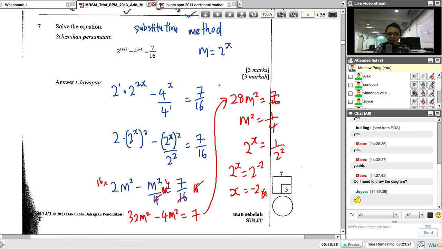Actually here, some students might ask me, can I substitute m equals 2 power of 2x? Actually, you can do this as well. You will get the same answer. You can just try this one later when you have some time. You just copy down this question and then try yourself later if you want to try this method. It's the same thing. Alright.